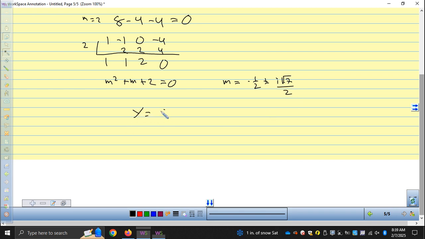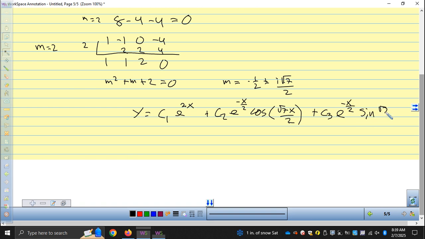So y is going to be c1 e to the, oh, I forgot one, this is m equals 2. e to the 2x plus c2 e to the negative x over 2 cosine of square root of 7x over 2 plus c3 e to the negative x over 2 sine of square root of 7x over 2 for the solution to that.